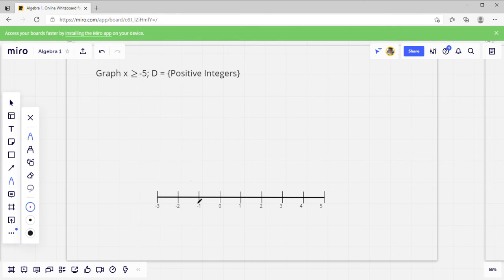Graph X is greater than or equal to negative 5, and we need positive integers. This is going to be all the positive numbers that are greater than or equal to negative 5. So we can't do negative 5, negative 4, negative 3, negative 2, because those are all negative numbers. We only need positive numbers. So that's going to start right here at 1. And these are dots because it's integers. So that's how you graph that one.